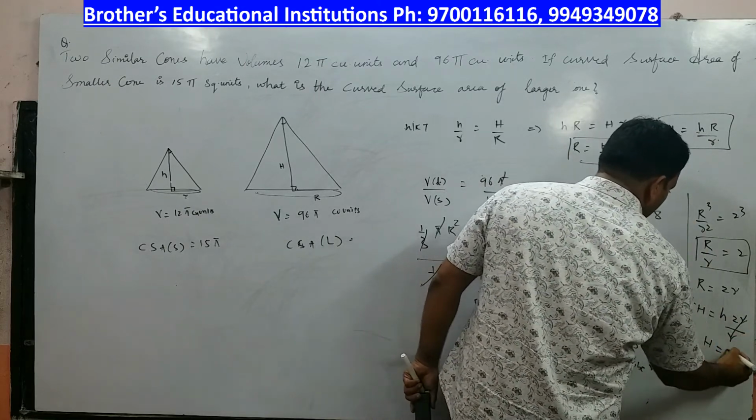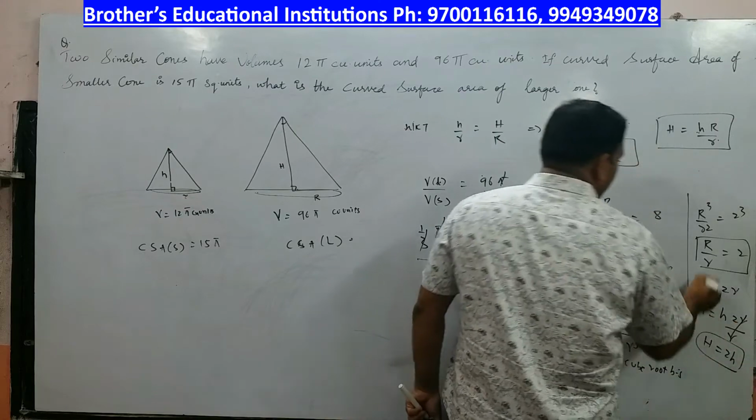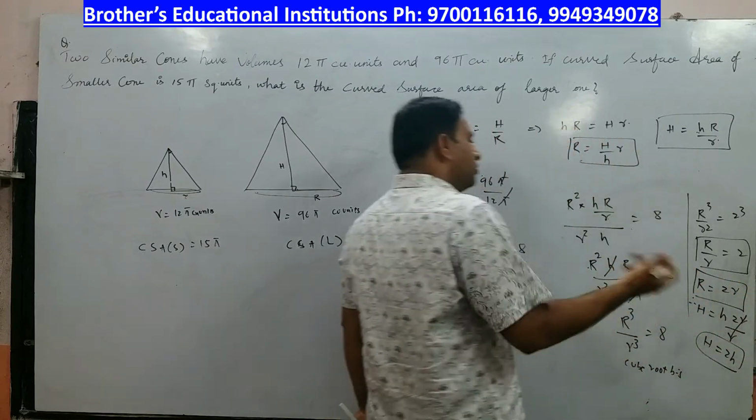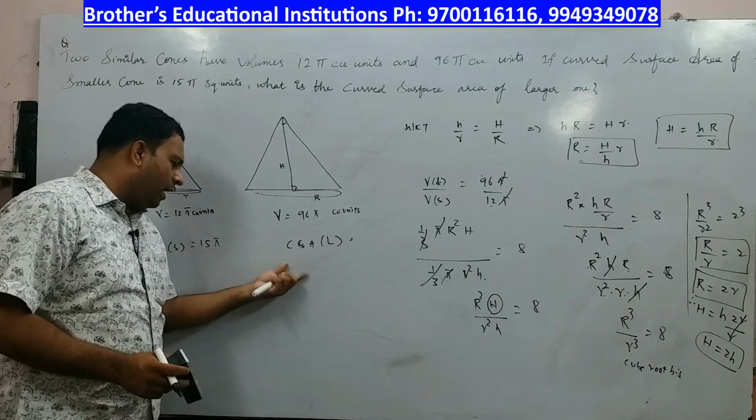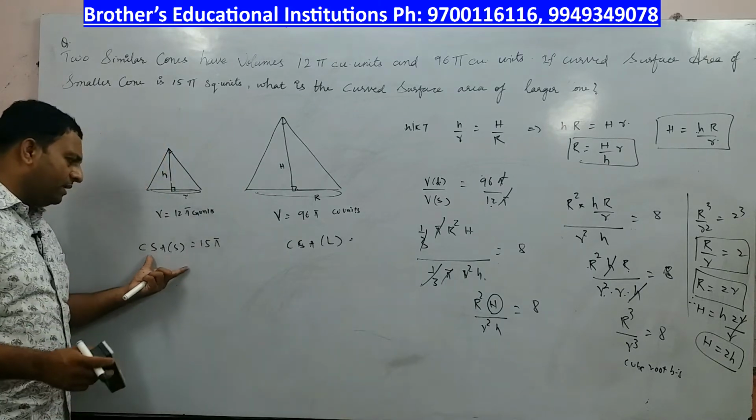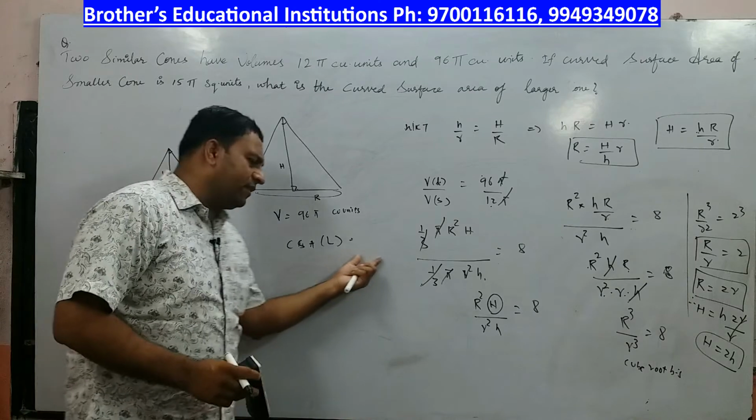Capital H is equal to 2 times small h. Capital R is equal to 2 times small r. Now what am I going to do? What is the question asked? What is the curved surface area? The curved surface area here is given to you as 15 pi. What is the curved surface area of this part?